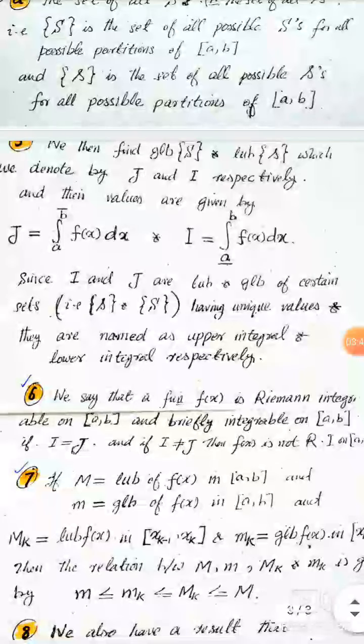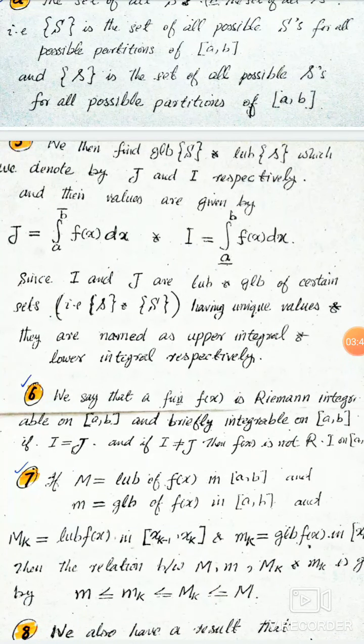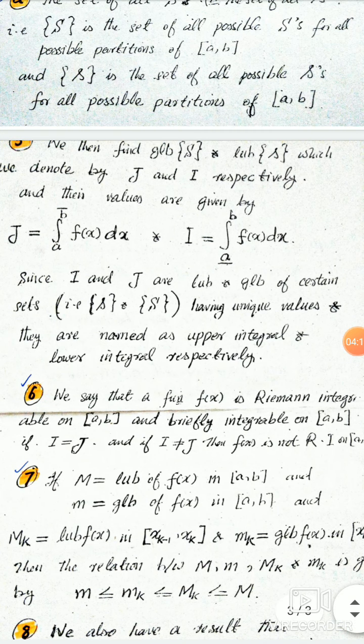Fifth, we then find the GLB of the capital S and the LUB of the small s. For different partitions we get different upper sums, so from these we can get a GLB, greatest lower bound, and similarly for the lower sums, for different partitions we get different lower sums, and from them we get one LUB, least upper bound, which we denote by J and I respectively.